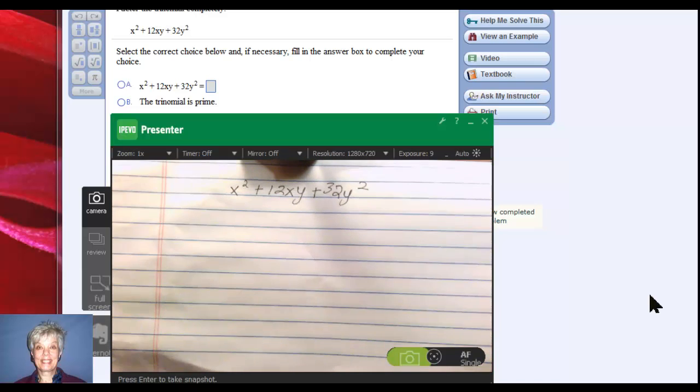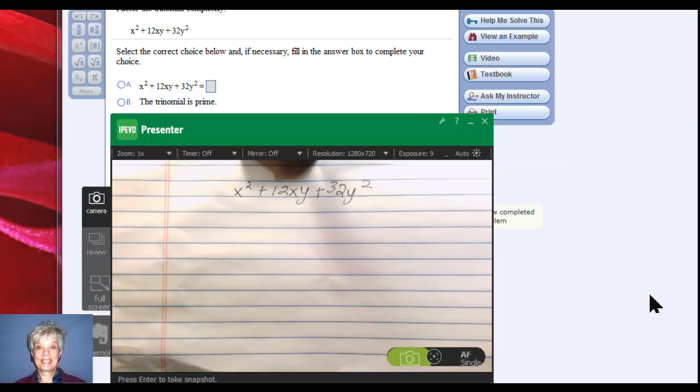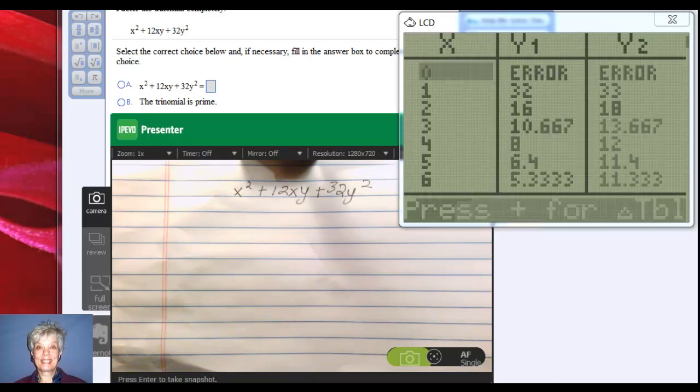Again, ignore the letters. 32 is my C number, 1 is my A number, so all I have to worry about is the C number, 32. I'll enter that in the calculator. 32 divided by X, and then I come down to X plus 32 divided by x. And then I say second graph.